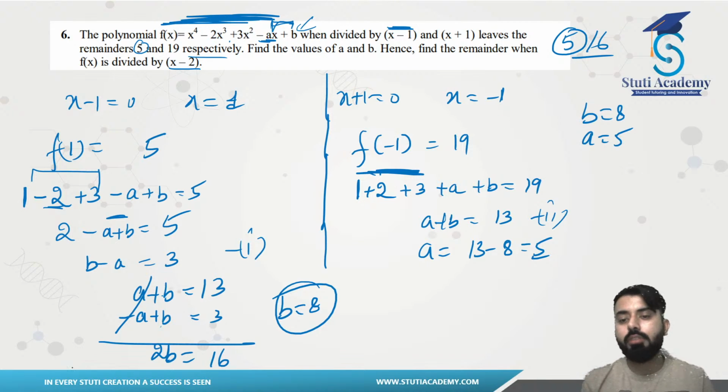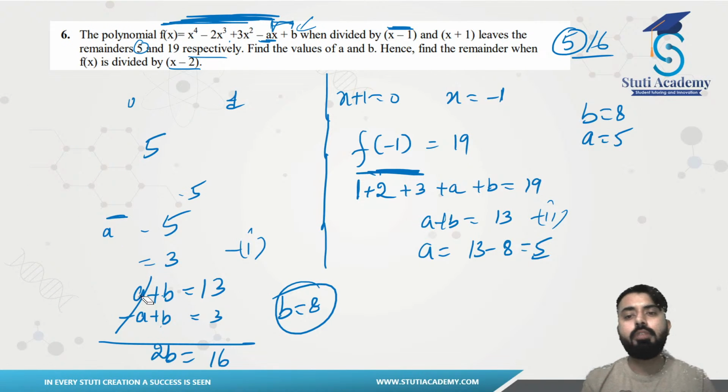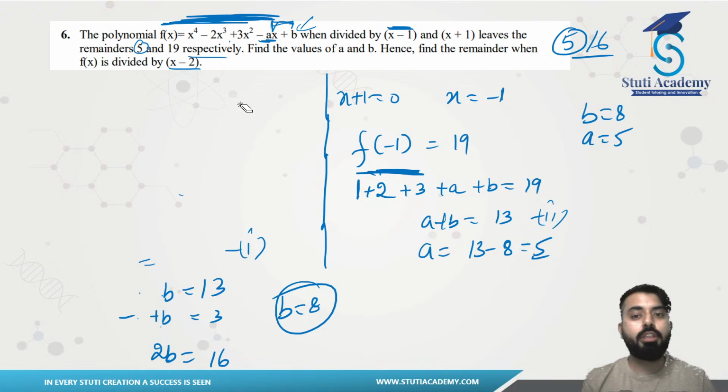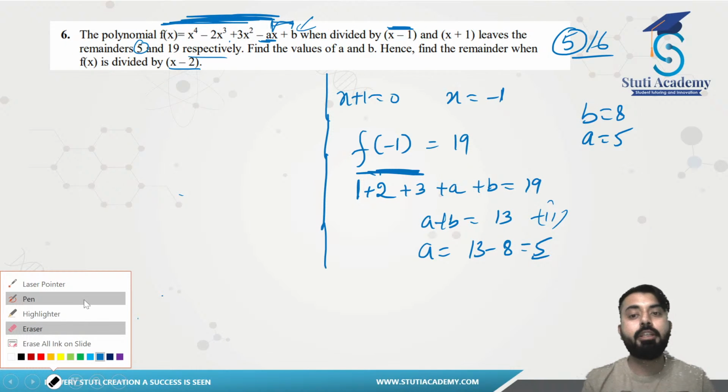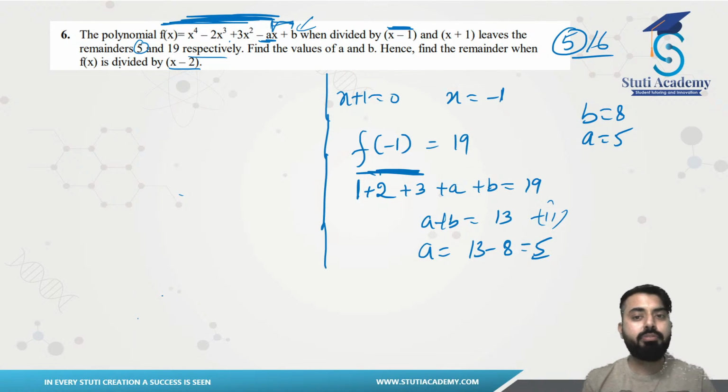Then we have to find the answer now. So I'm going to erase this one, and we are going to attempt the final value. So you guys see, I have got the values of a and b, which are 5 and 8. Now I have to find the remainder when the same f of x is divided by x minus 2. So firstly, our f of x should be x to the 4 minus 2x cube plus 3x square minus ax. A is 5. So minus 5x plus 8. That is my f of x.